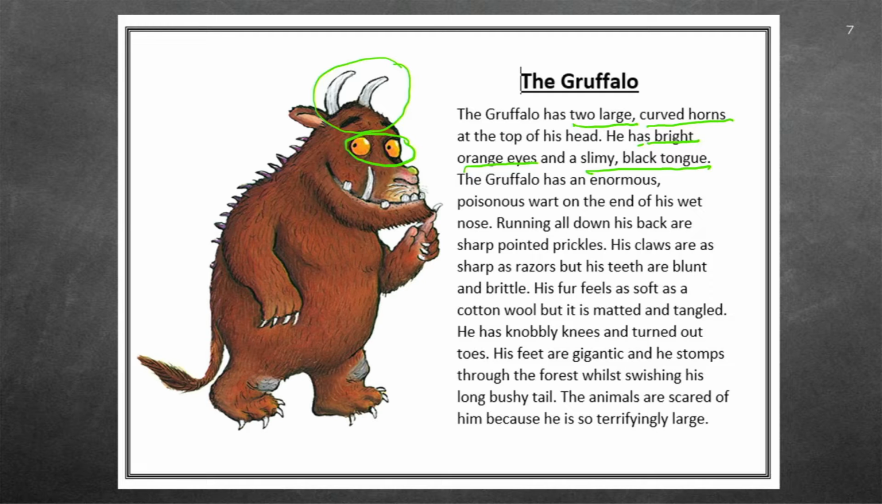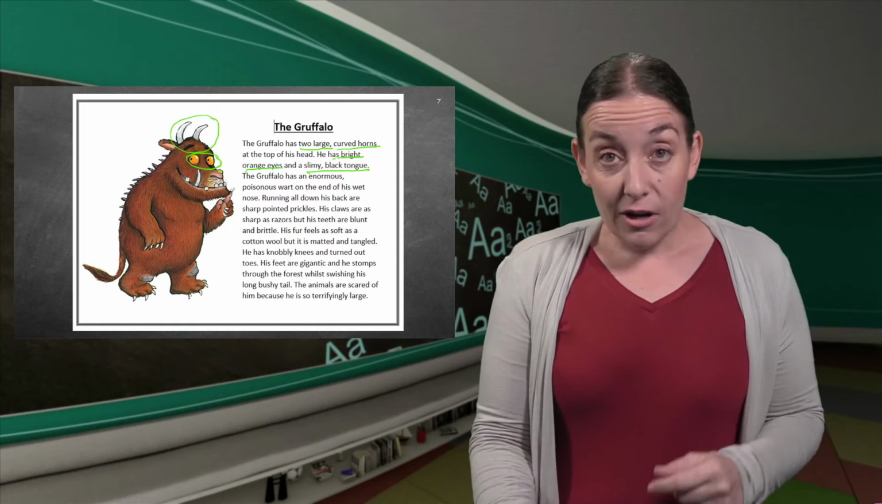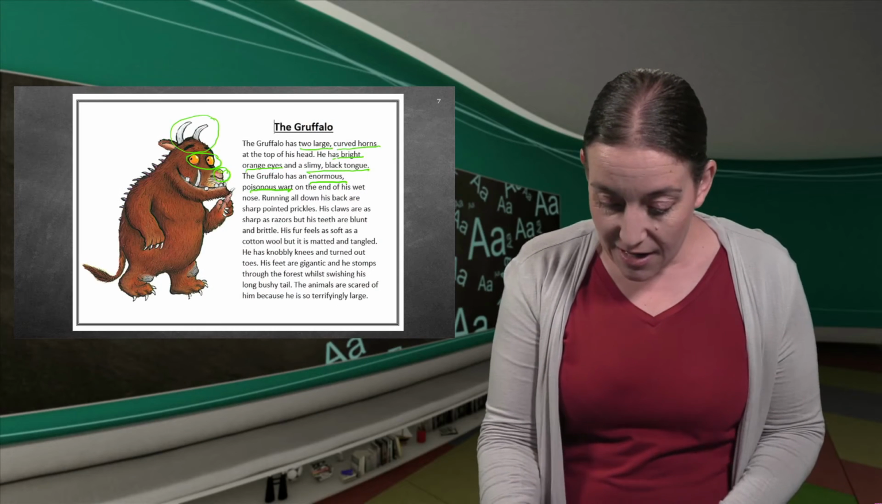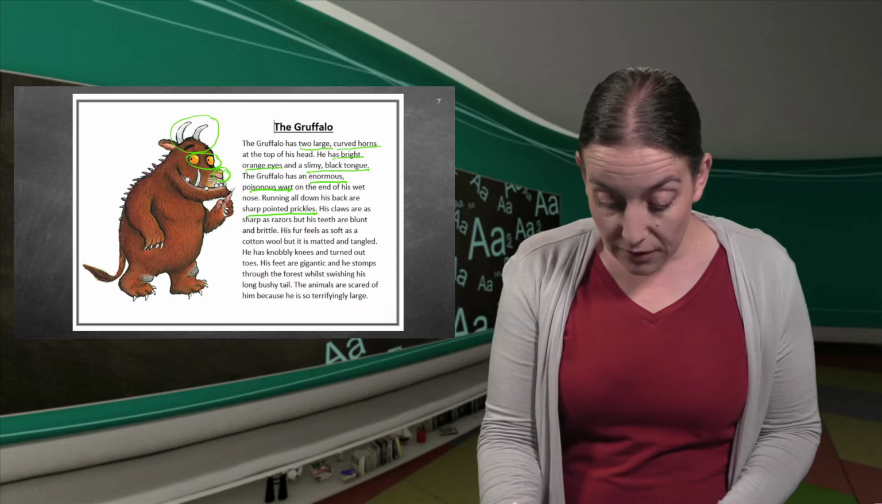Now, although we can't see his tongue, the fact that they used the adjective slimy, you can immediately imagine how gross it would be to touch the Gruffalo's tongue. The Gruffalo has an enormous poisonous wart on the end of his nose, and it's his wet nose. So you can see that gross little wart on the end of his nose there.